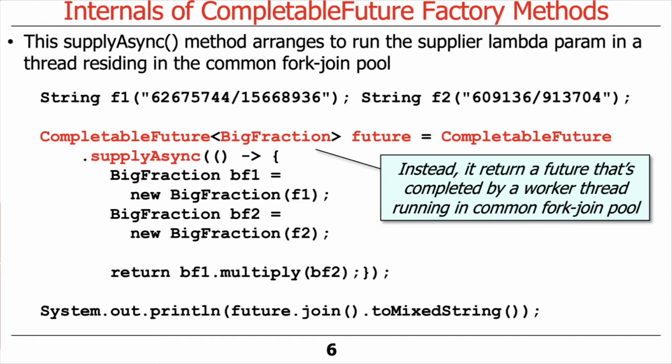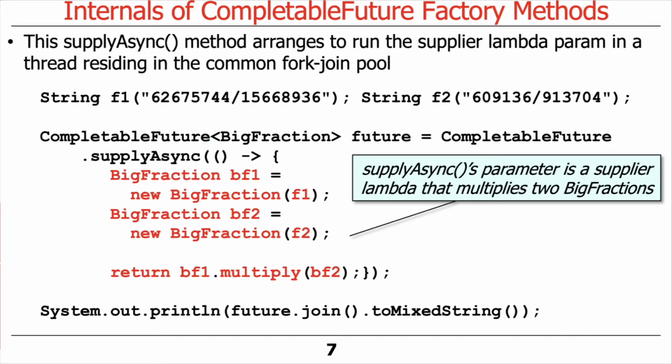So we as the caller get back this completable future, and we can do our own thing, and then at some point that future will be triggered when the computation finishes in the background. The parameter that's passed here is a supplier lambda that's going to multiply two big fractions together. Think very carefully about the late binding aspects of this code. This is defining some computation.